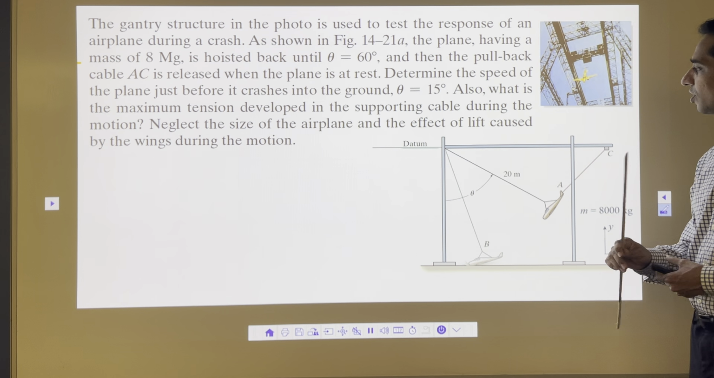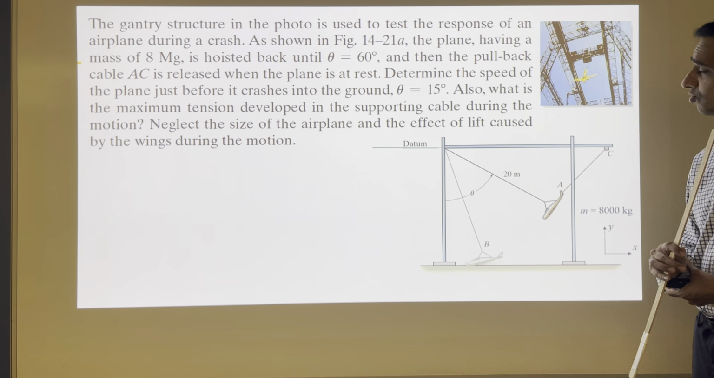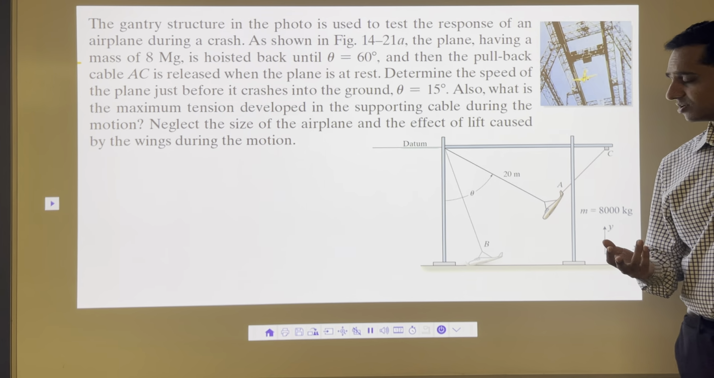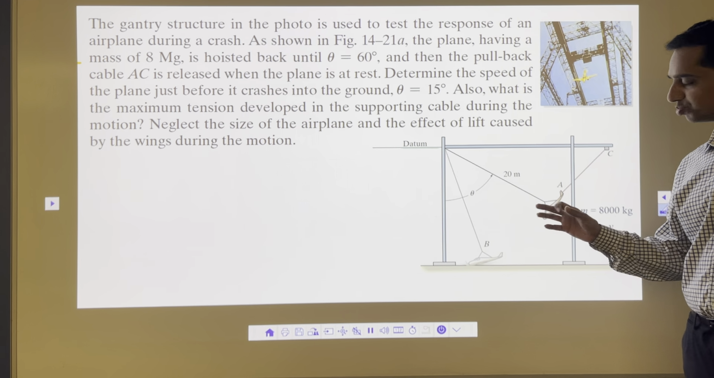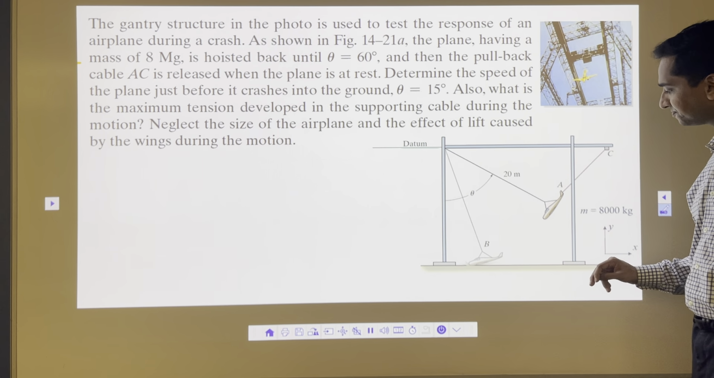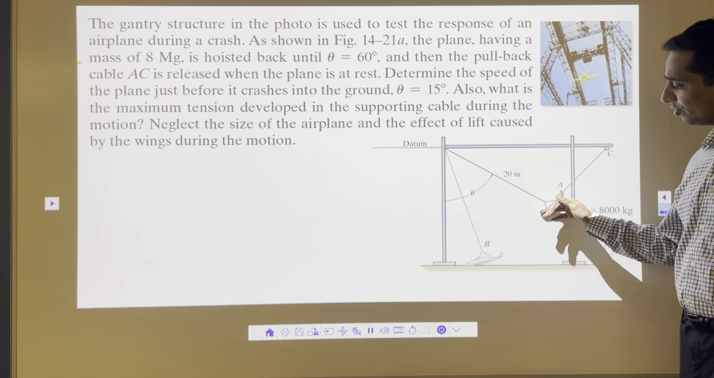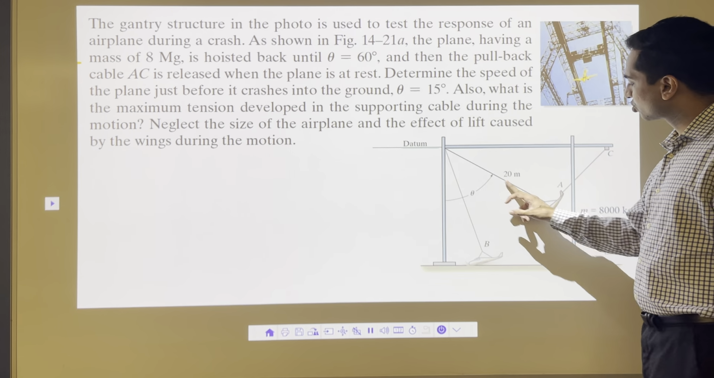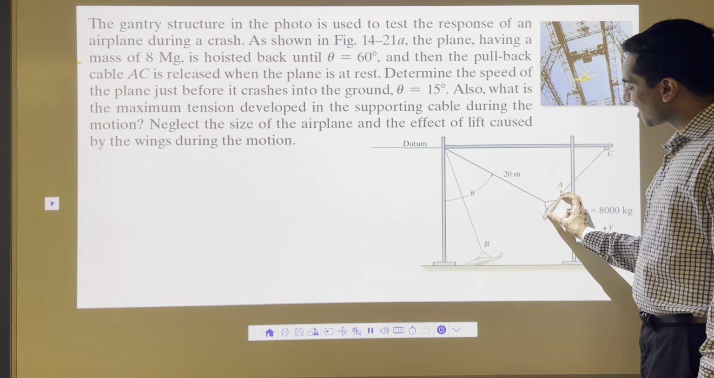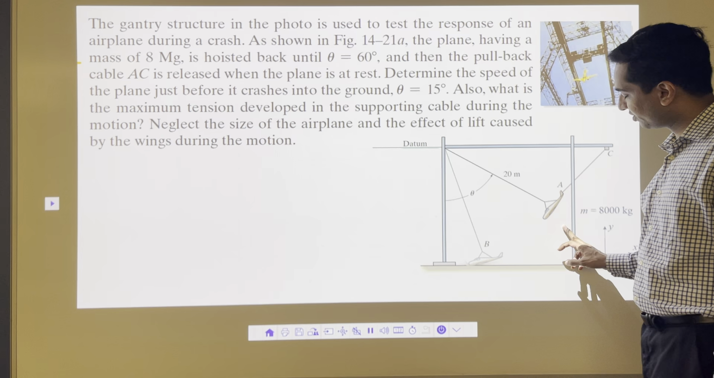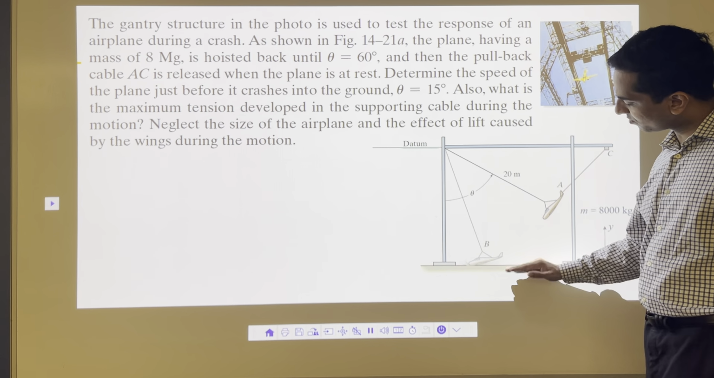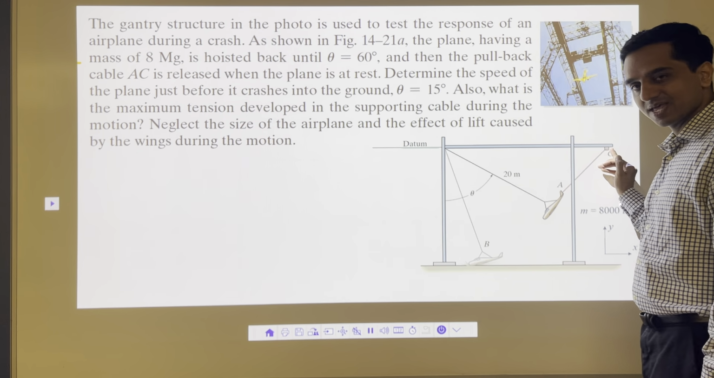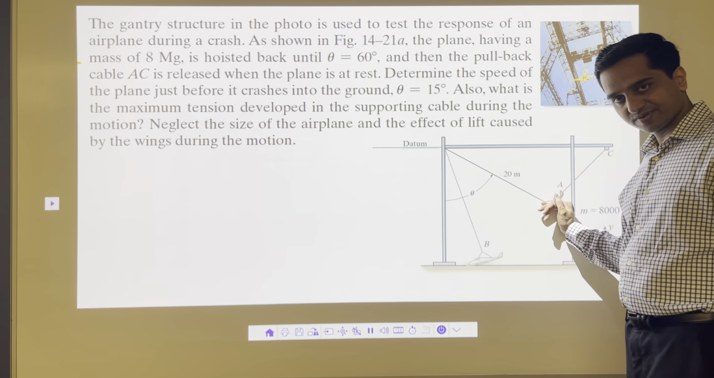Now let's do another problem. In this problem, we have one giant structure which is used for plane crash testing. A small plane of 8,000 kilograms, we have to crash test it. In that structure there is a rope, and this plane is connected to this rope, a 20 meter rope, and at some height from the bottom I'm going to keep it there with another rope AC, and now this is at rest, zero velocity.